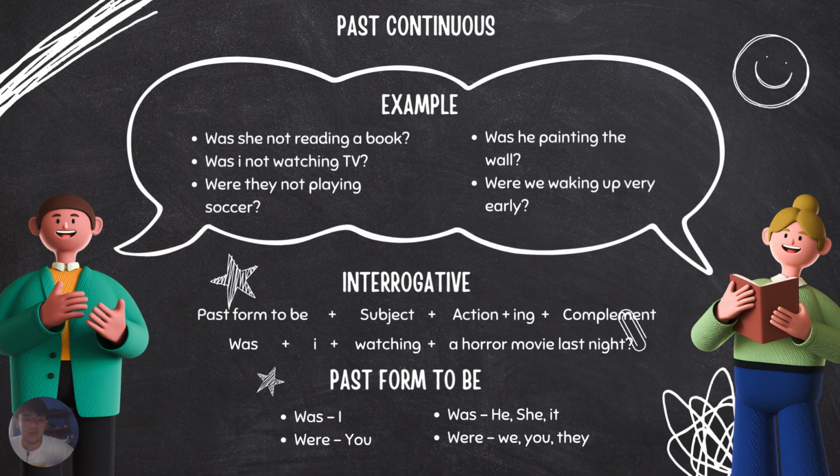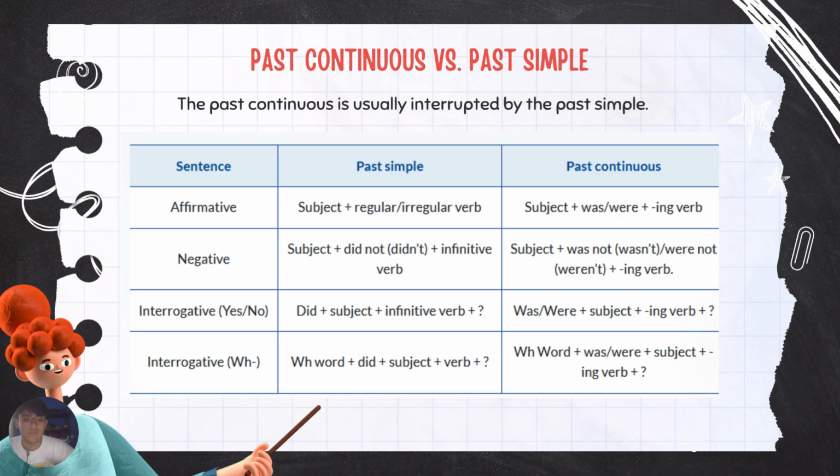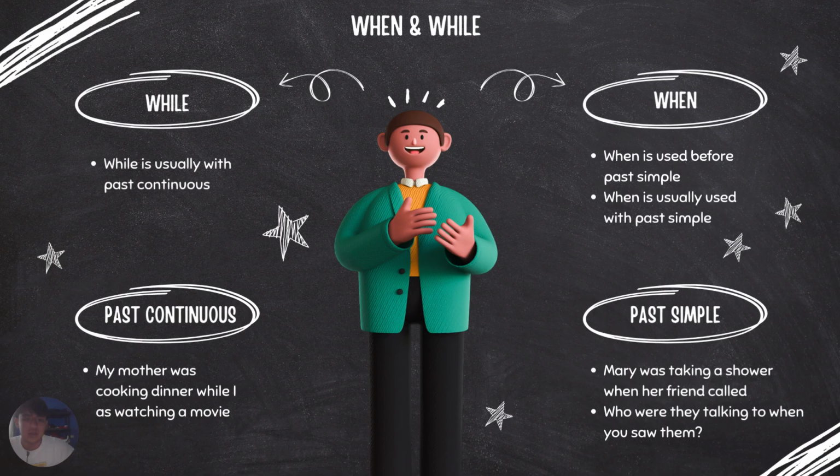This is a comparison of past continuous and past simple. This is a simple summary. We often use while for two actions happening at the same time, and when for an action that interrupts another. Like Mary was taking a shower when her friend called.